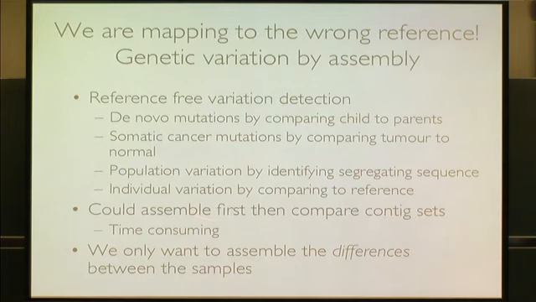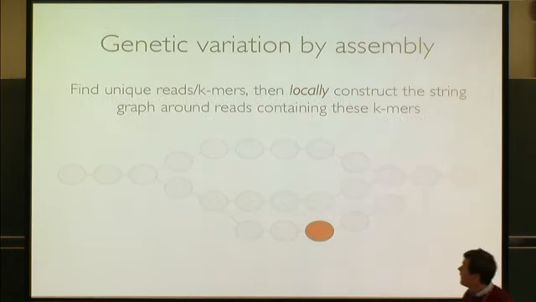Okay, so we could assemble each individual first and then compare the contigs. So that's one way to do it. But you need high depth sequence to assemble, and it's time consuming. And really we're only interested in the differences. We don't want to go through all the work of assembling the stuff that's all the same.